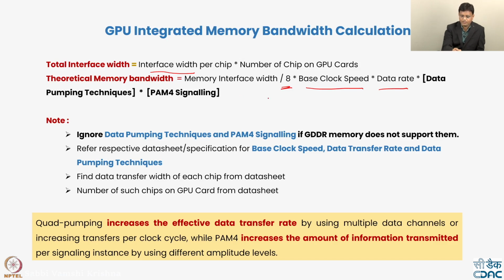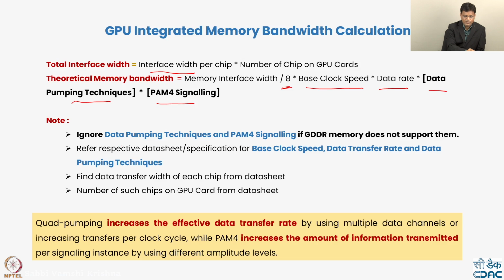Apart from these fixed parameters, there are some data pumping techniques used in newer versions of GDDR, and there is also PAM signaling. PAM4 is a signaling scheme that tells how many bits you are going to transfer at a time. So whenever you are calculating, you have to take care of whether a pumping technique has been used in the particular GPU or memory, and whether it supports PAM4 signaling or not. These two features need attention because they are not available in all GDDR memory.